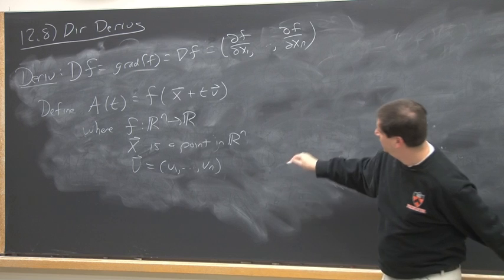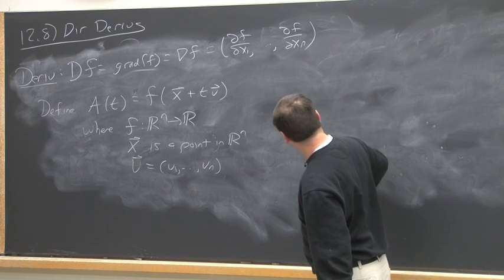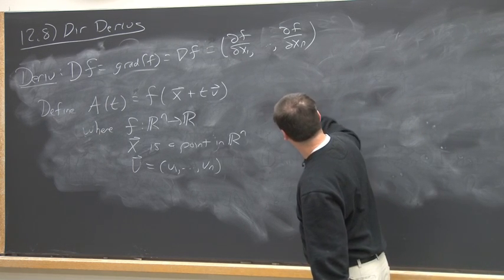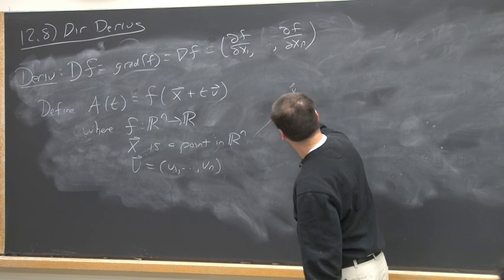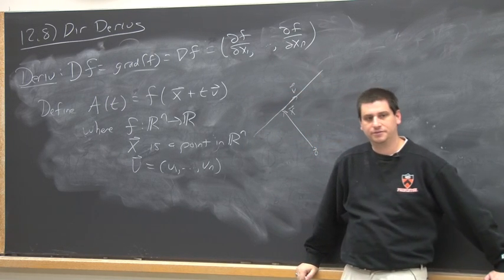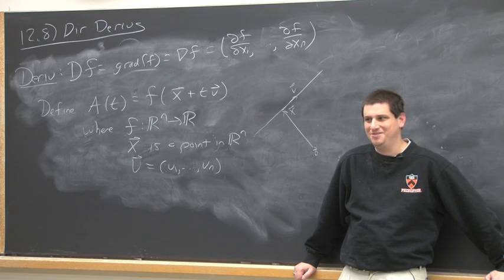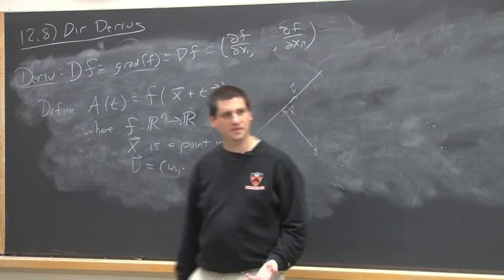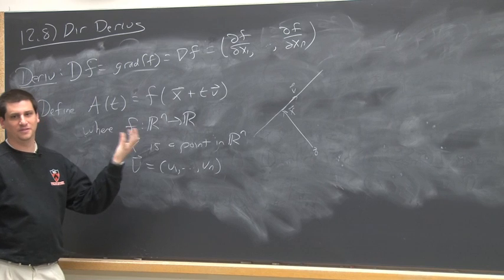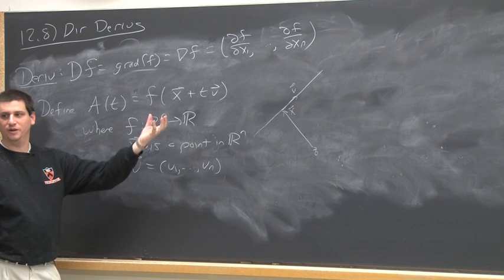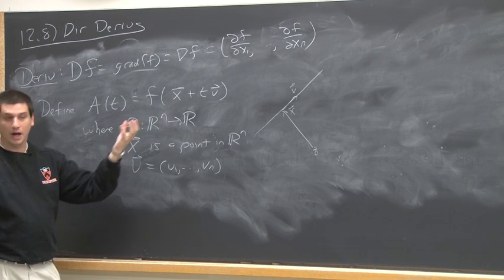So what am I doing? I have some point. Here's my origin. Here's my point x over here. Here's my direction v. What object is x plus tv? What kind of object geometrically is x plus tv? Is it a sphere? Is it a parabola? How am I moving? I'm moving along a line.